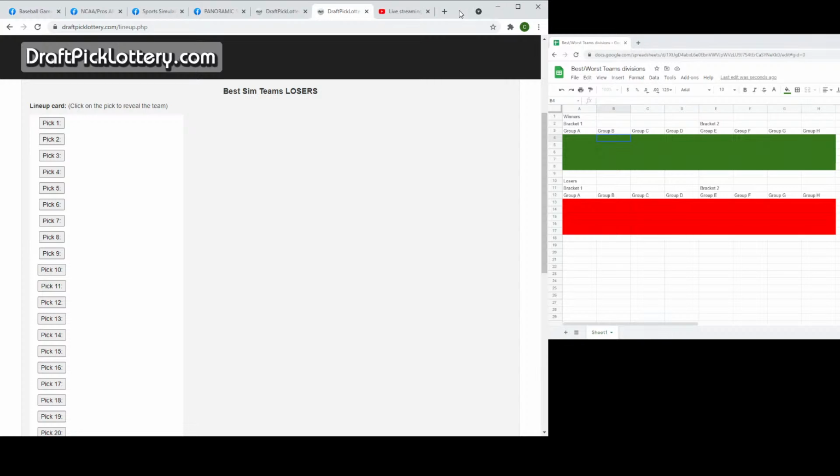So I'm just moving things around on my desktop because why? I've never done this before. We're going to go left to right. Left to right, we're going to go losers, winners, losers, winners, losers, winners, losers, winners. So 4 groups of selections. And let us start with the losers.